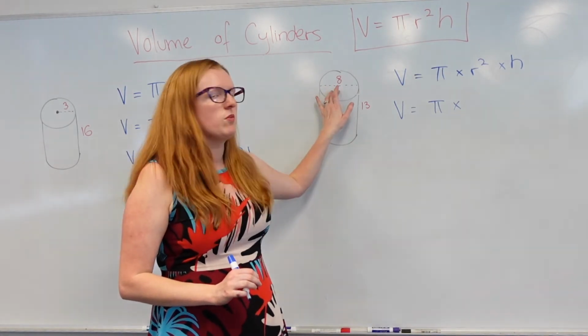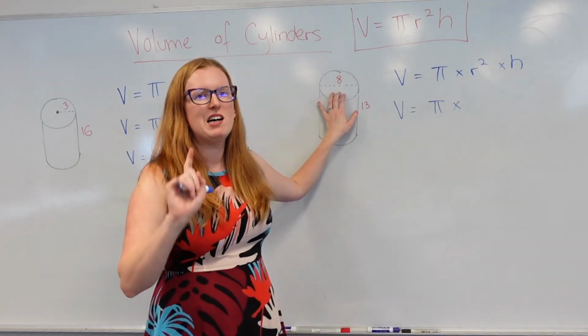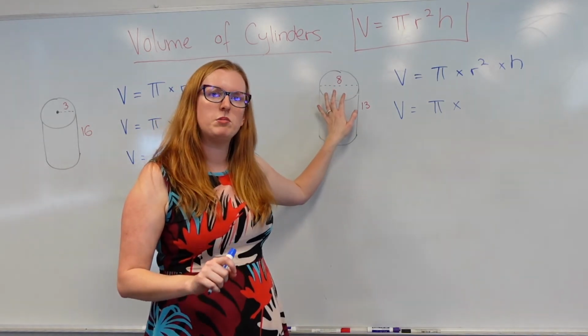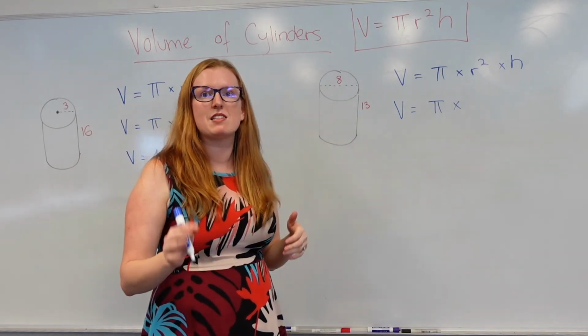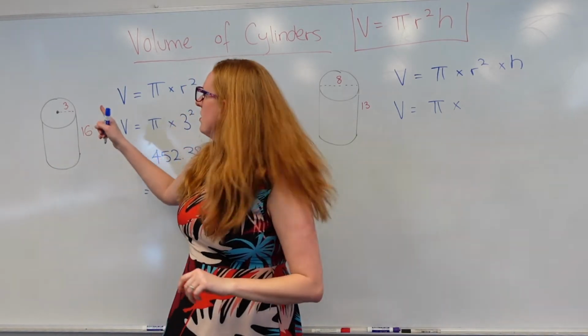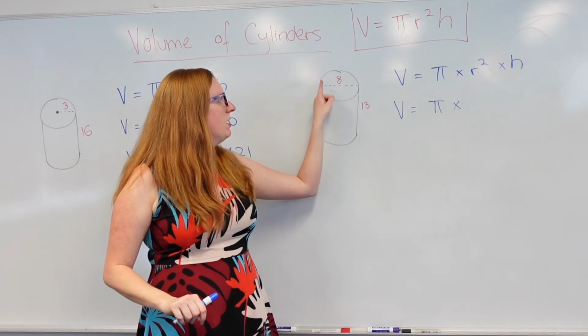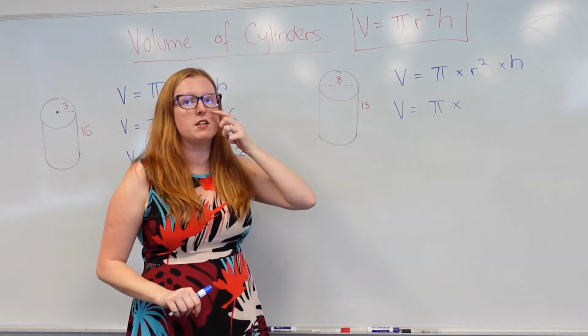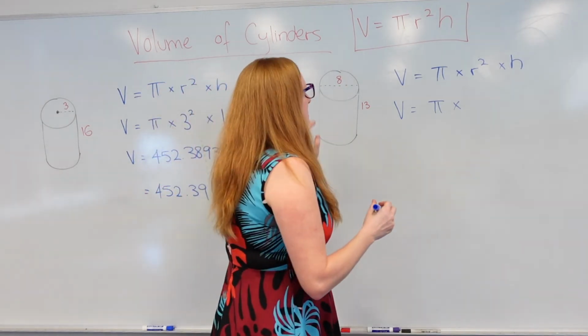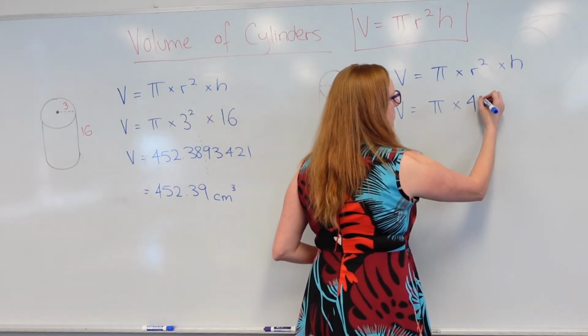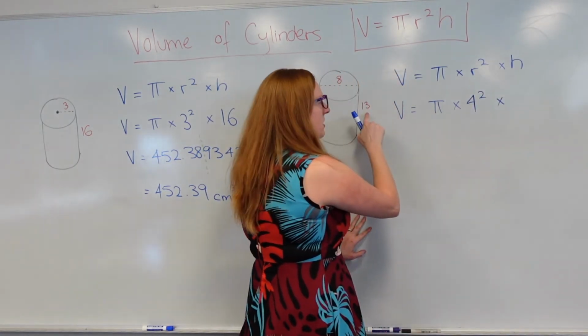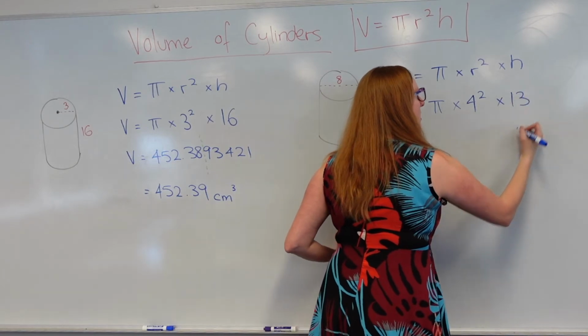So what should I do here? I'm going to halve it, okay, because a diameter is double a radius, or a radius is half of the diameter, because if you think about it, this one's only going halfway, whereas this one's going here to the center and then to the other side, so it's going twice as far. So my radius is 4, so 4 squared, and my height is 13. Cool.